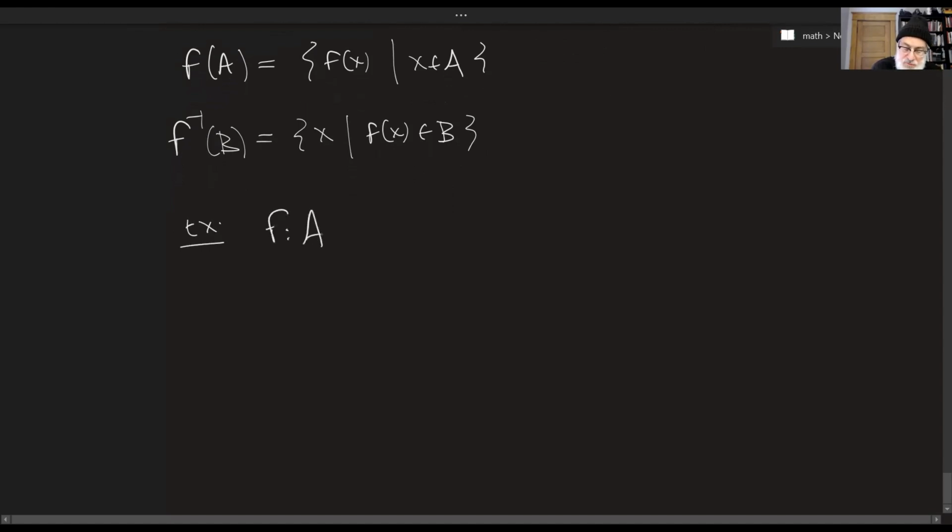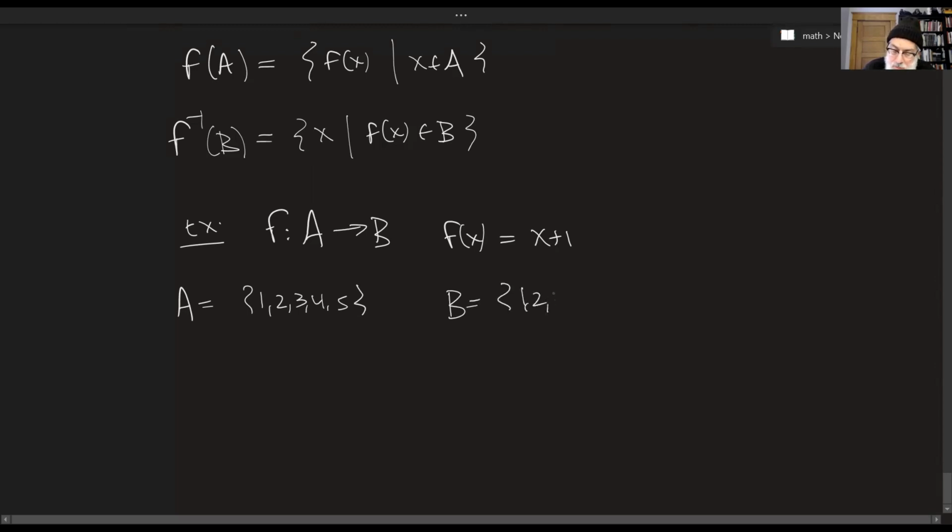So we have a function from A to B. And let's say our function is defined as x plus 1. We're just adding 1 to x. So it's linear. And let's let the domain be 1, 2, 3, 4, and 5. Let's let the codomain be 1, 2, 3, 4, 5, and 6.